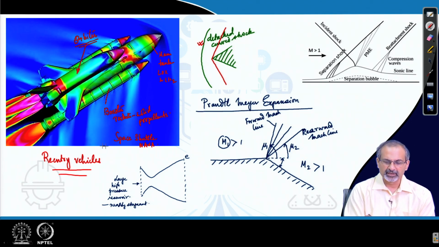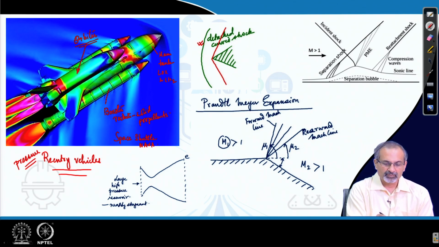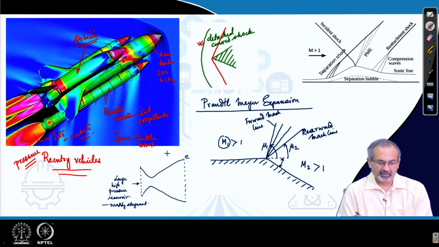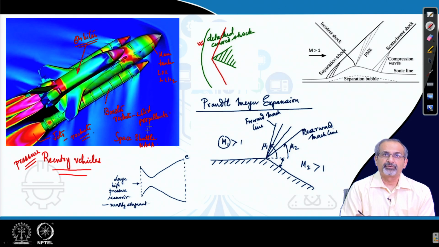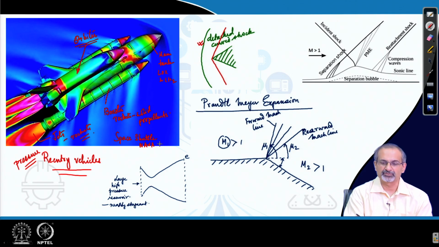So, you can see contours of pressure over here, and here are the jets which are emanating from the rockets, and you have learned quite a bit of the high speed aerodynamics which will help you to explain quite a few features over here.